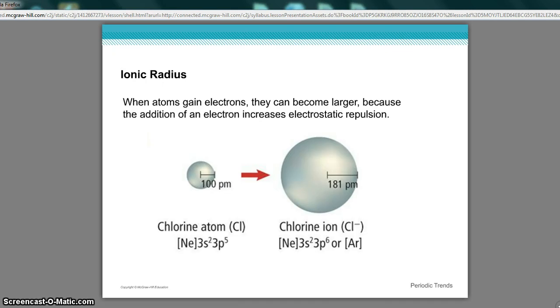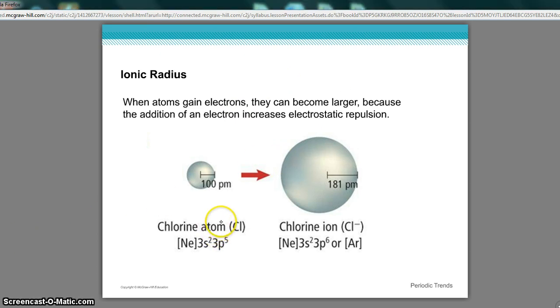Now, what happens if an atom gains electrons? Well, then the ion becomes larger. Now, we call negatively charged ions anions. So when an atom gains an electron, it becomes an anion, meaning it has a negative charge.